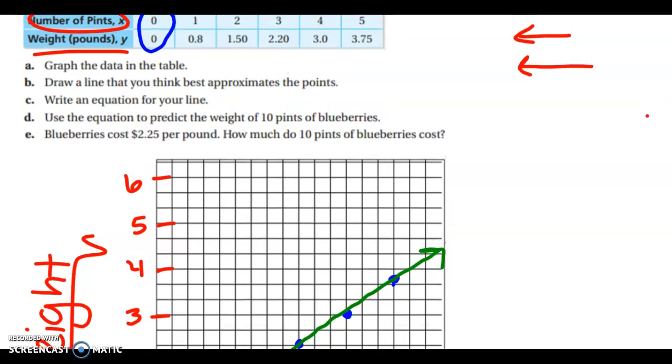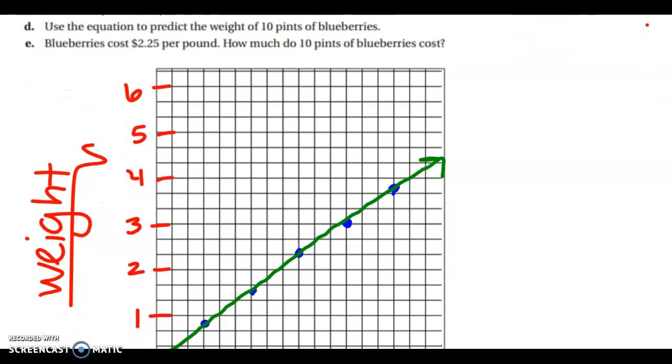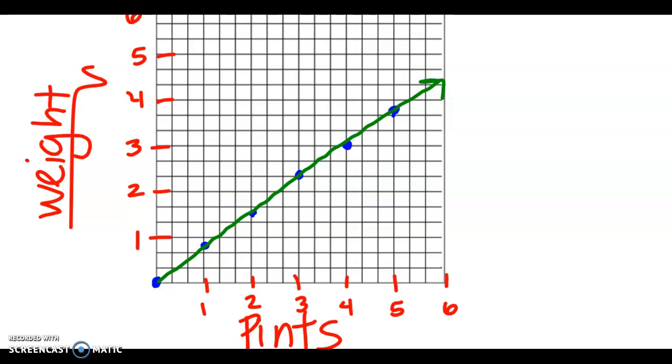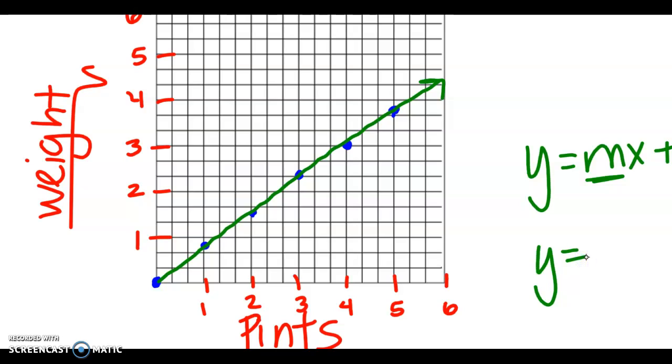From here, I need to write an equation. That's part C. Well, we know our equations are in slope-intercept form, and so I always start with y equals mx plus b, right? Well, I'm going to replace the m, and I'm going to replace the b. So I have y equals, m is my slope. So remember we just did a section on slope. I'm going to find this point right here because that was a perfect one, and this point right here because that was a perfect one.